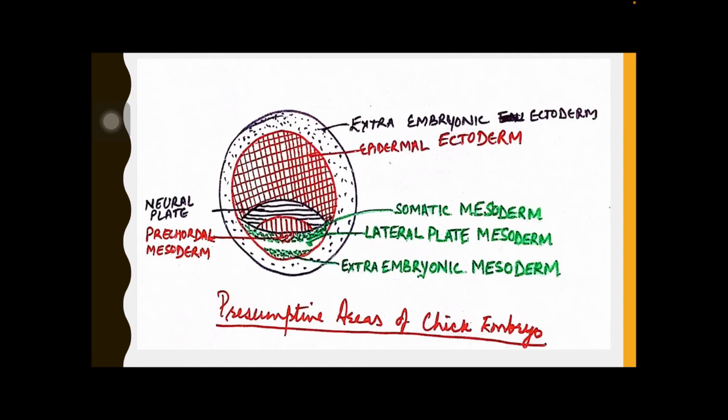Clear? So now we will discuss the presumptive areas of the chick embryo. So what are presumptive areas? Or we also call it the fate map. So fate map क्या होता है? It represents the prospective areas on the surface of the blastula. अभी हमने discoblastula discuss किया है. तो now we are discussing the presumptive areas or fate map, which represents the prospective areas on the surface of the blastula.